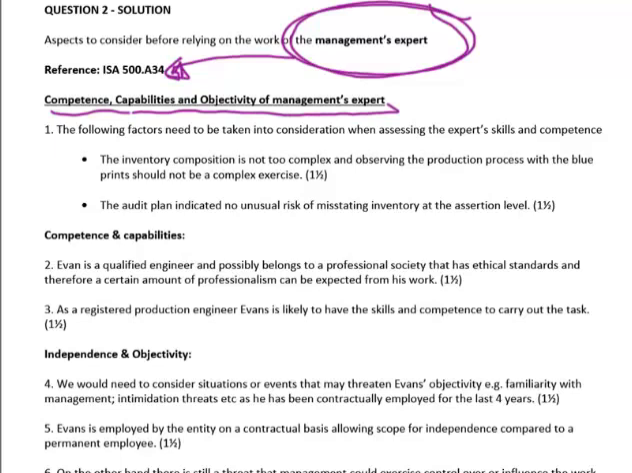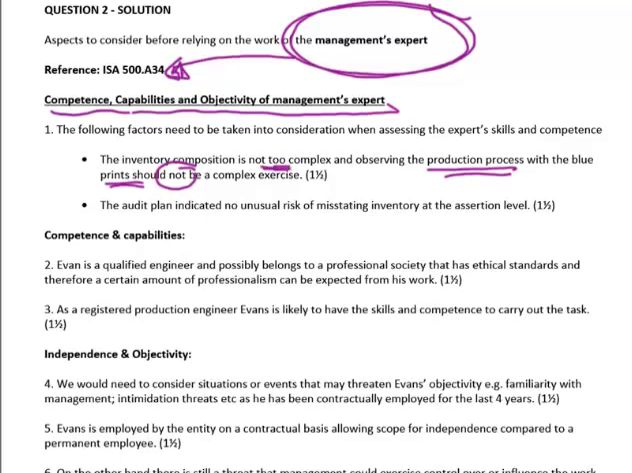So we need to consider the following things when assessing the expert's skills and competence. In this case, the inventory composition is not too complex, and observing the production process with the blueprints should not be a complex exercise. That theoretically means that we don't need somebody that's highly skilled and has been in the business for 20 years. This process is very simple. They need to know what they're doing. They need to have some kind of experience in this so that we can rely on them. We're not using a first year that's just qualified from university and never done this before. So in this case, the inventory composition is not too complex, so it's not something that's highly specialized.